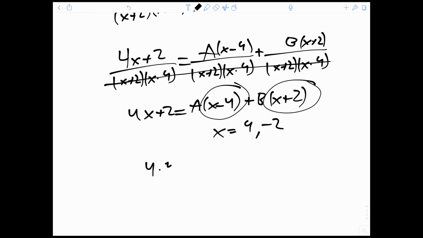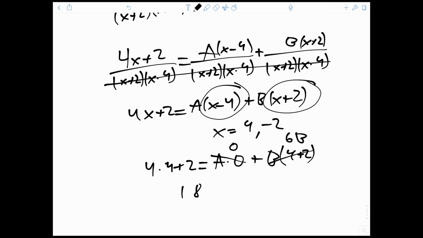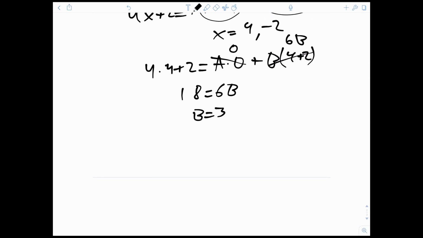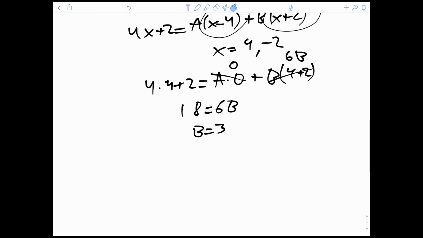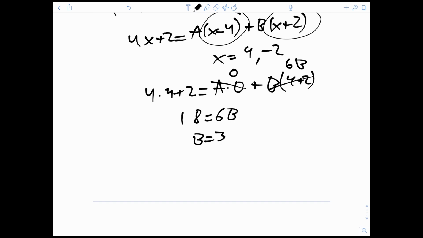So we get 4 times 4 plus 2 equals A times 0, which is just 0, plus B times (4 plus 2), which is 6B. So we get 18 equals 6B, and we're left with B equals 3. Okay, so now let's do the same thing, but for A, for the other term. Right, so let's plug in negative 2.